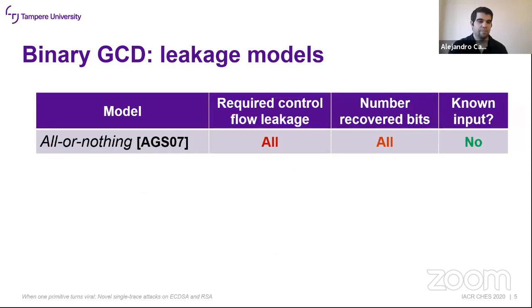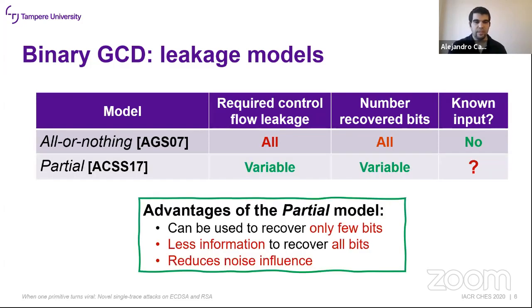Some leakage models have been proposed to analyze how the control flow leakage relates to algorithm inputs. In 2007, the all or nothing model was proposed, which required the knowledge of all the control flow information to recover all bits. Ten years later, a partial model was proposed that offered more flexibility. It allowed recovering partial information from partial leakage of the execution flow.